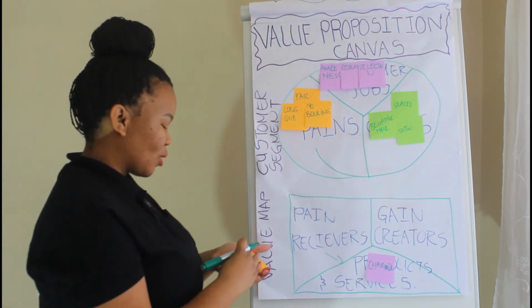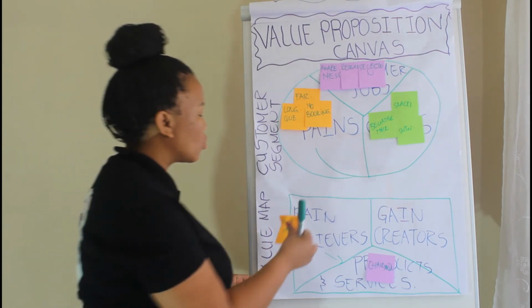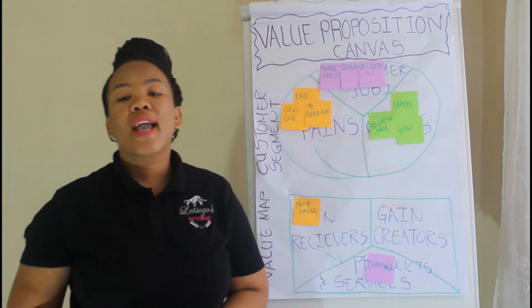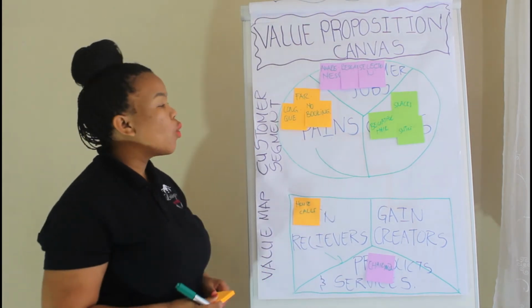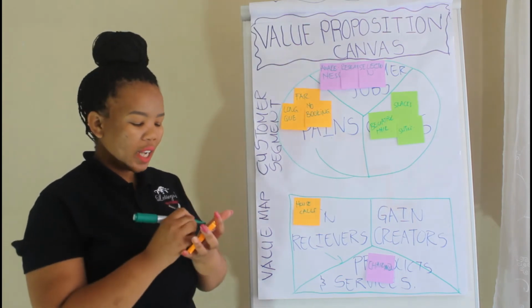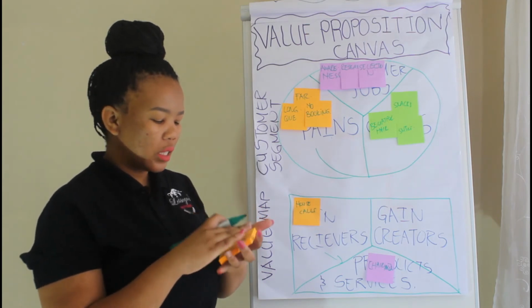Because now she must pay for house calls. To just make sure that she actually doesn't travel the distance, we make it super convenient. So we are now selling her convenience, because we're going to do her hair in the comfort of her own home. And what we can also do is start having a delivery system where we actually deliver weaves.